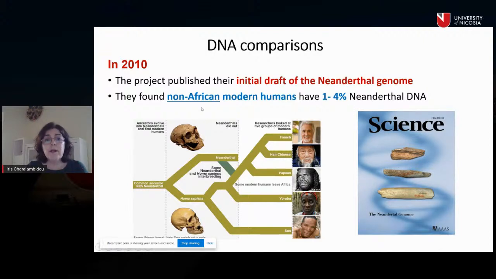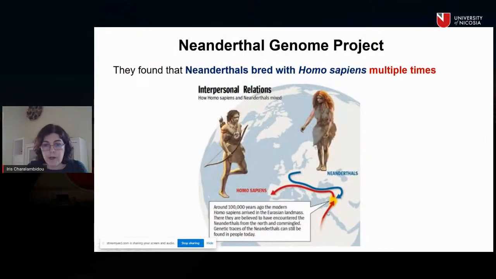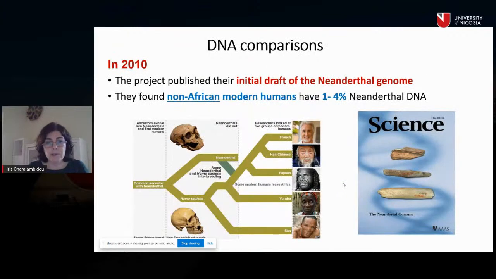We say non-African modern humans because if we go back to this slide, when Homo sapiens left Africa, of course, there was a population of Homo sapiens who remained in Africa. So the Homo sapiens who remained in Africa never came across the Neanderthals. So it's only the Homo sapiens who ended up in the Middle East, Europe, Asia, who came across the Neanderthals. And that's why in most of the world modern humans have inherited Neanderthal DNA, apart from humans who remained in Africa.